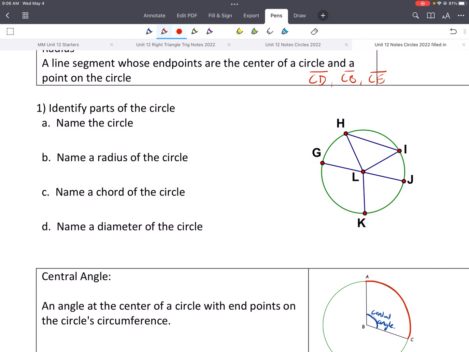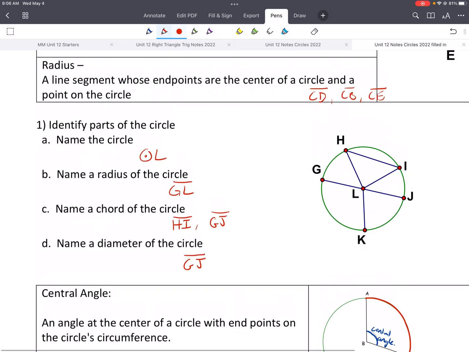So the first thing is we want to label the circle. That would be circle L. Radius: there are 5 radii that you could use. I'm just going to choose GL just because it's closest. But we could also do HL, IL, JL, or KL. Again, the order of those doesn't matter, if you started with L and then did K, that's fine too. And then a chord, it looks like we have 2 chords. We could do HI, and we could also use GJ. And then the diameter is GJ. It's a special chord that goes through the center.